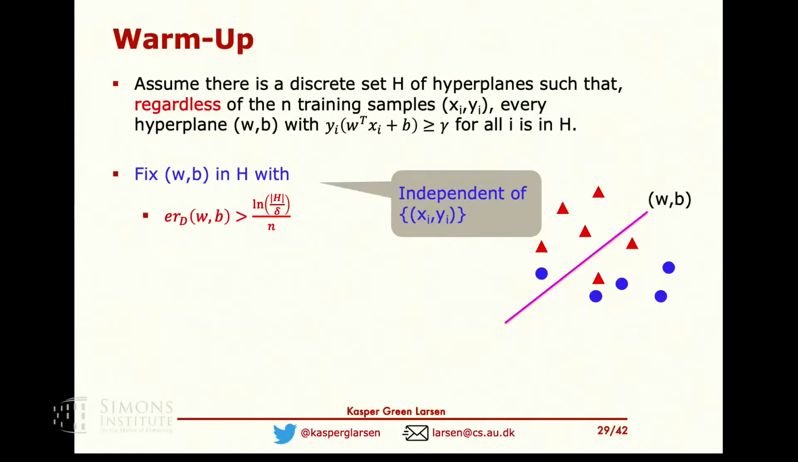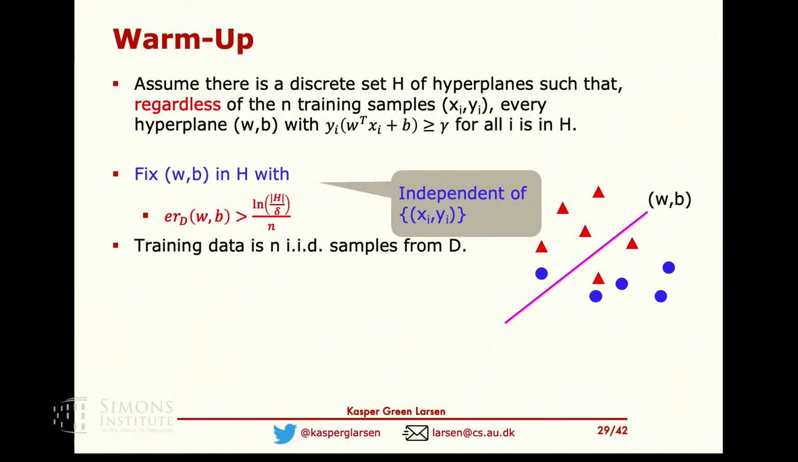So it doesn't depend on what data set I get for training. Let's say I just look at one hyperplane, this one here, and there's a big chance when I get a new data point that it makes a mistake. So basically what I want to argue is that then it's super unlikely that all the margins are large on the training data.